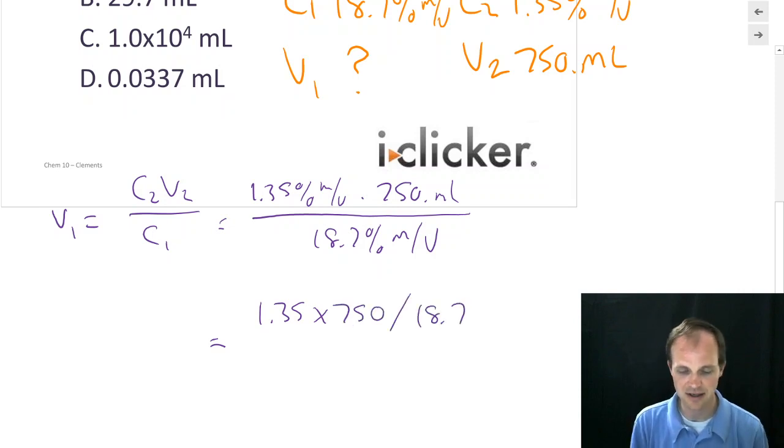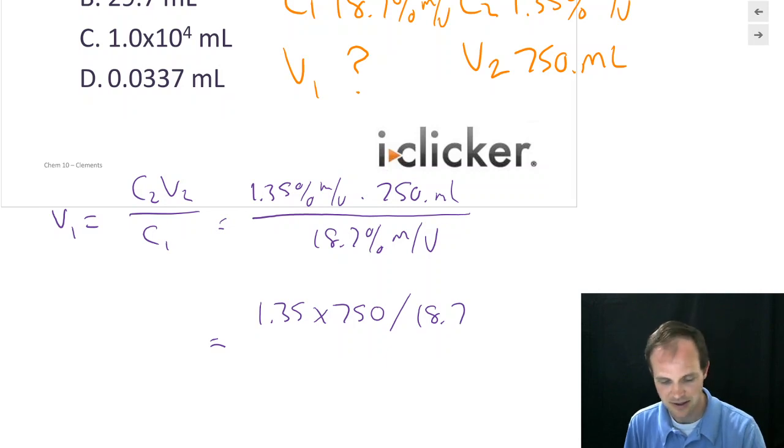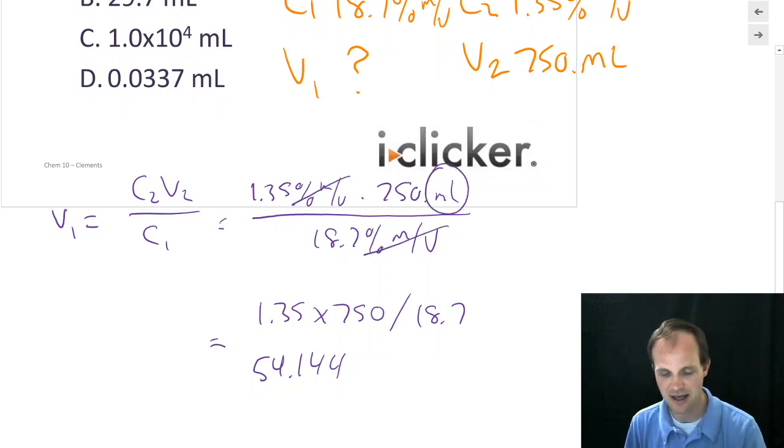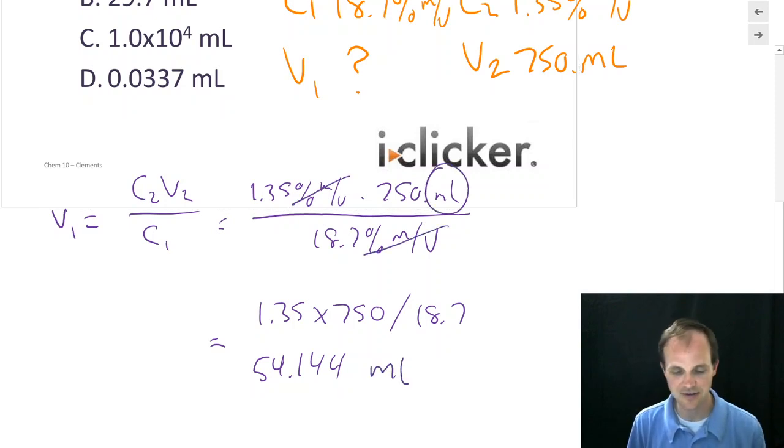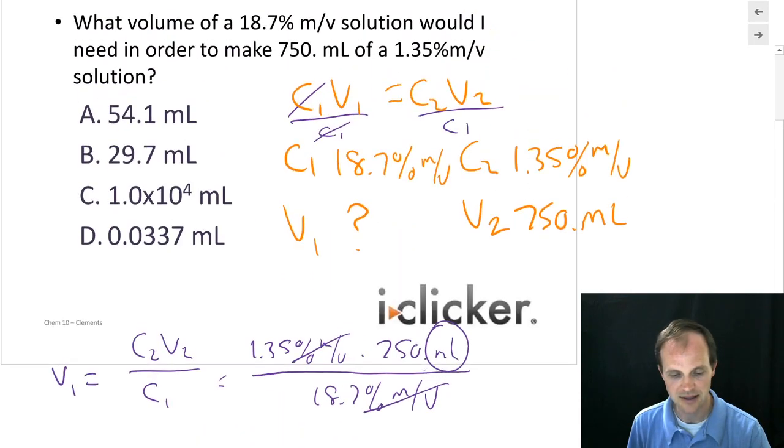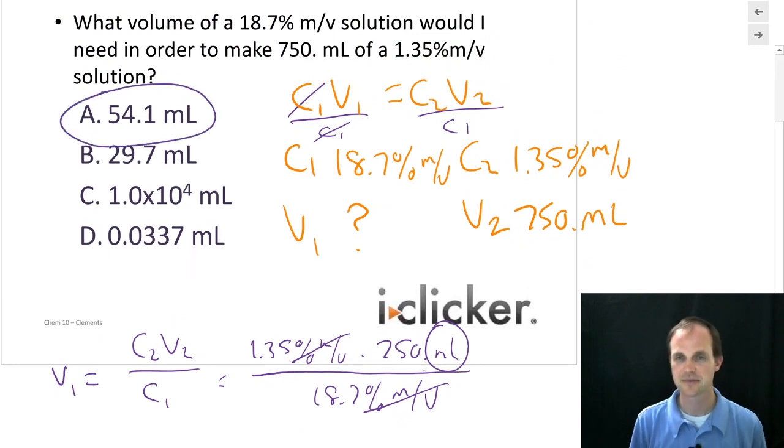When I type that in my calculator, let's see what I get. 1.35 times 750 divided by 18.7 is 54.144. What are my units? My percent M over V's cancel. I get milliliters. How many sig figs do I get? The 750 had 3, the 1.35 had 3, the 18.7 had 3, so I get 54.1 milliliters. That is A.